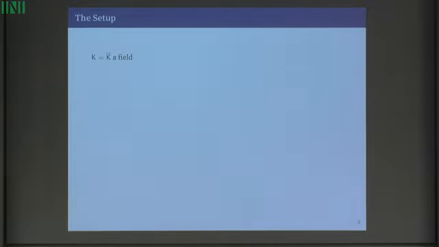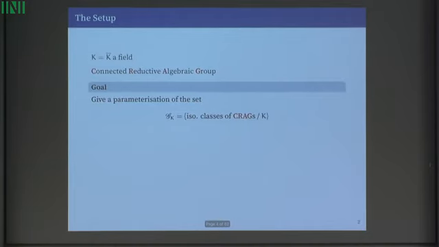Okay, so I'm going to be working over an algebraically closed field, and I want to consider connected reductive algebraic groups. So I want to classify these up to isomorphism. Obviously connected here is extremely important, because otherwise I'm trying to classify all finite groups up to isomorphism, and that's quite hard. So I'm going to be calling this a CRAG throughout this talk. So what we want to do is to give a parameterization of the set of isomorphism classes of CRAGs defined over this field K.